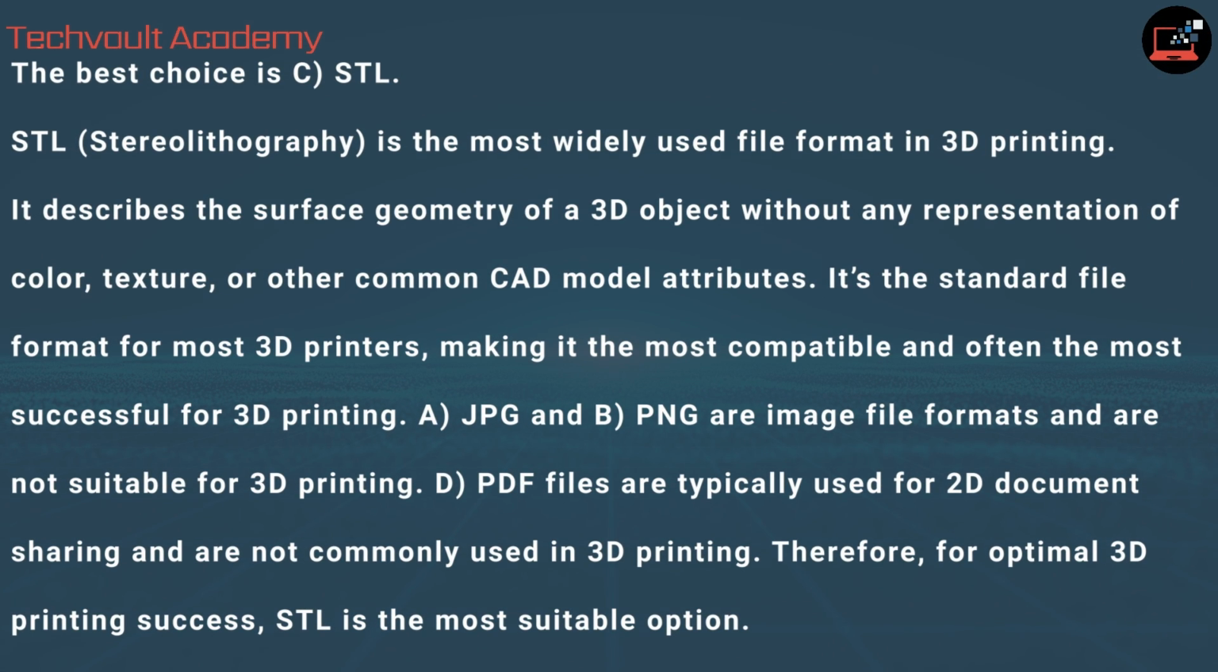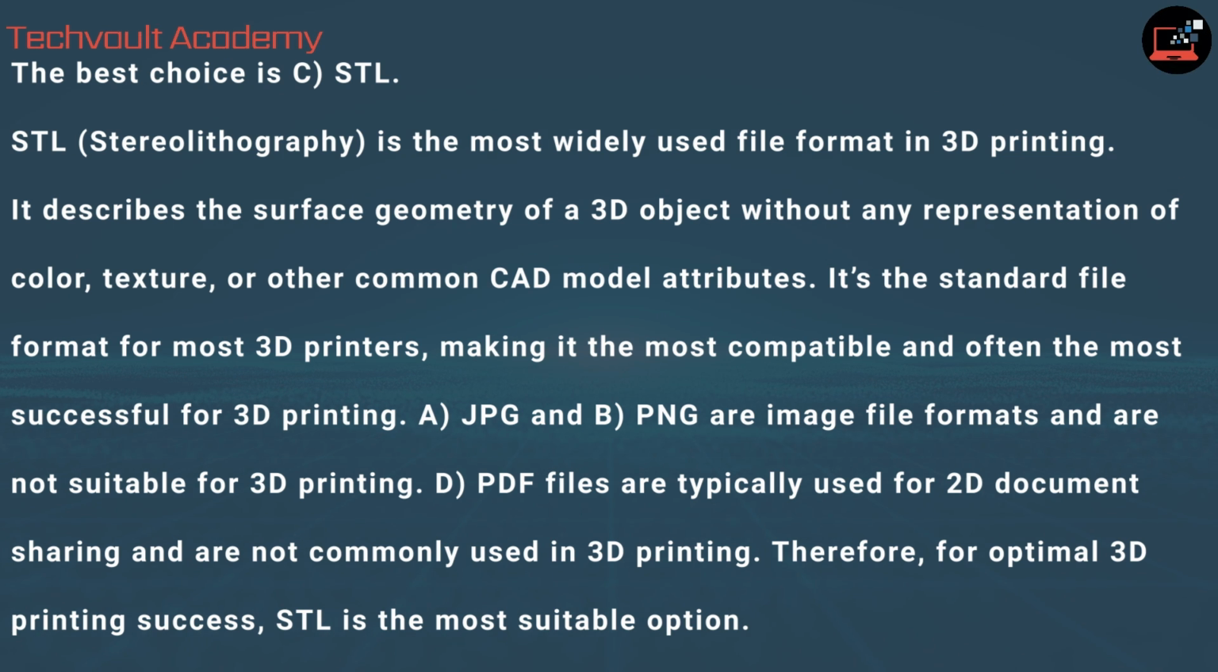The best choice is C. STL. STL, stereolithography, is the most widely used file format in 3D printing. It describes the surface geometry of a 3D object without any representation of color, texture, or other common CAD model attributes. It's the standard file format for most 3D printers, making it the most compatible and often the most successful for 3D printing.